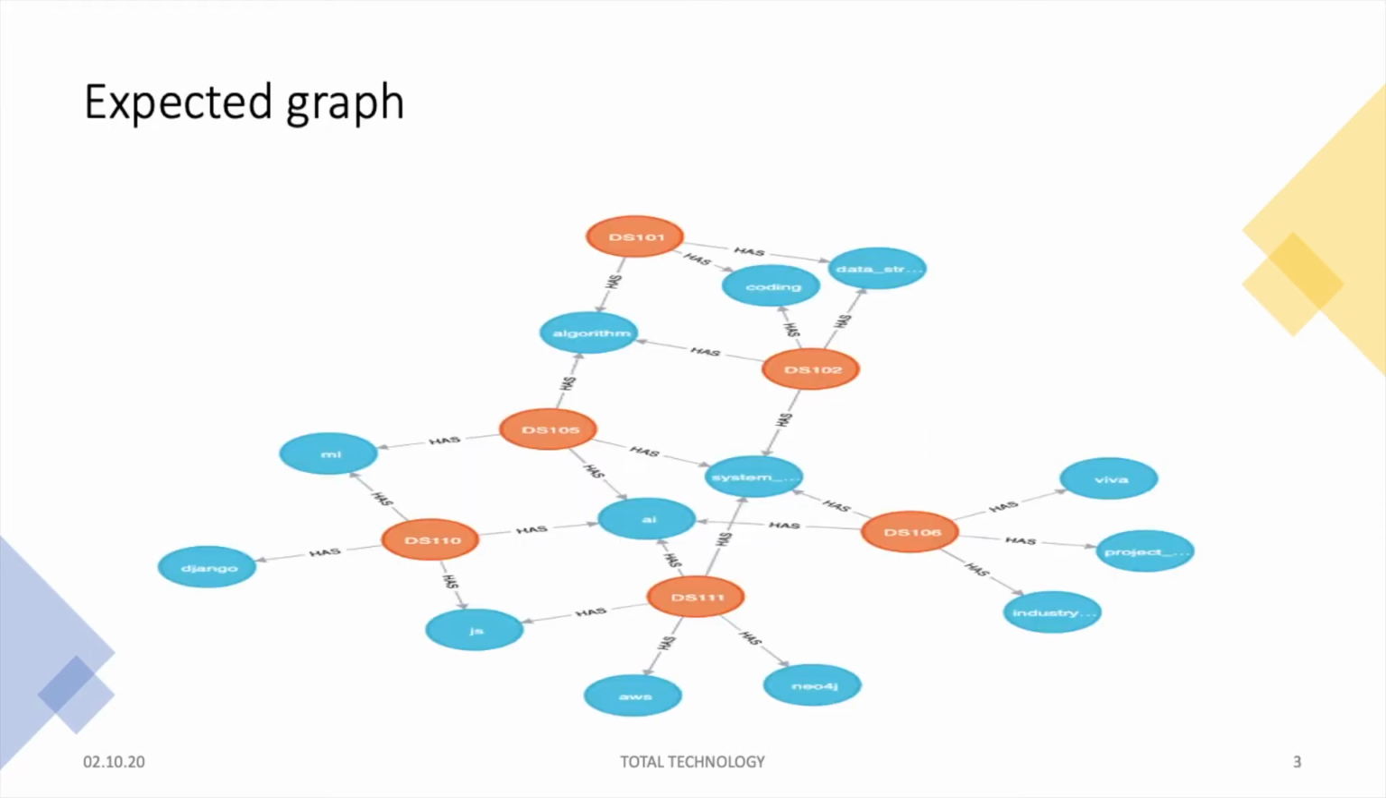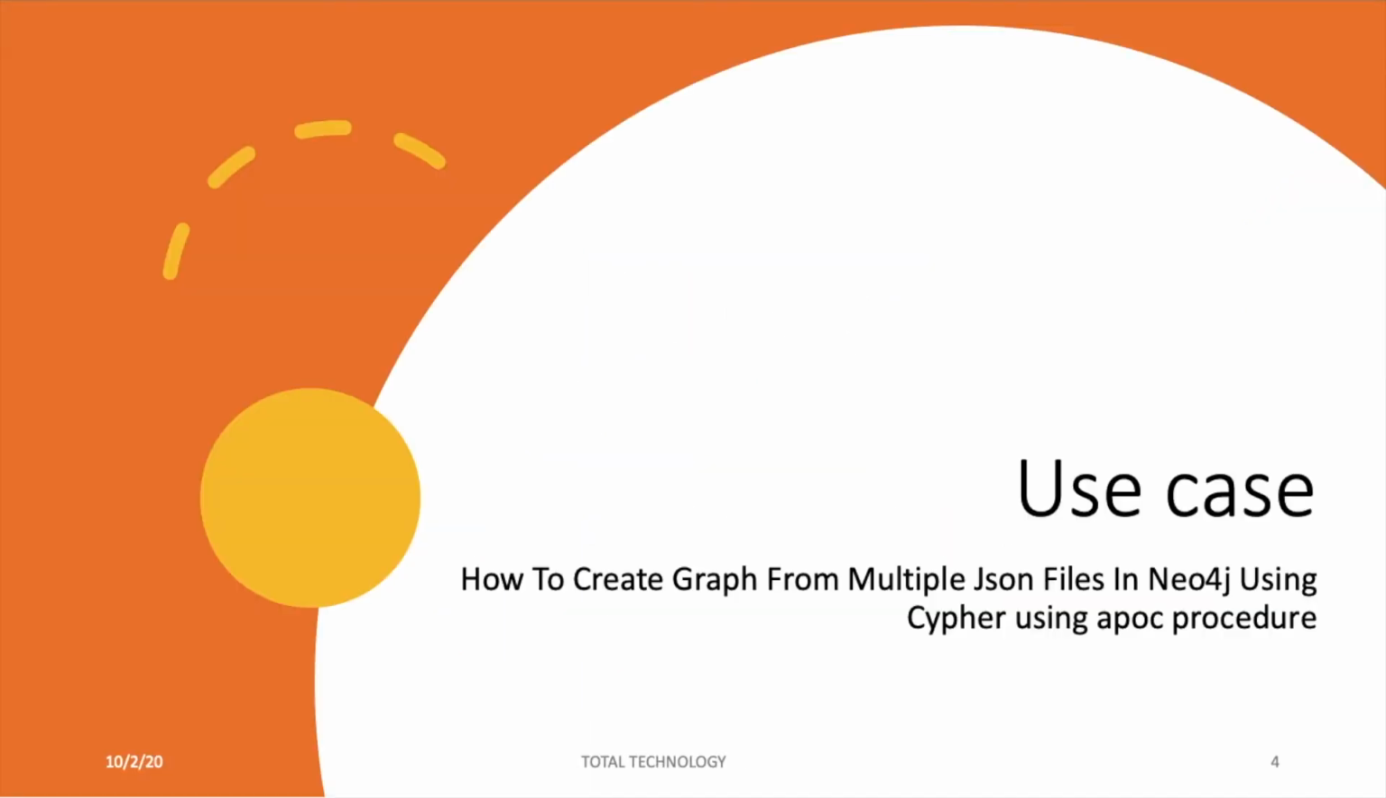Let me just explain this. These orange things are the exams, and these are the subjects. For example, this exam is going to contain this many subjects. I'll explain this from the JSON file, and the use case is how to create a graph from multiple JSON files in Neo4j using Cypher, Apoc and Apoc procedures.